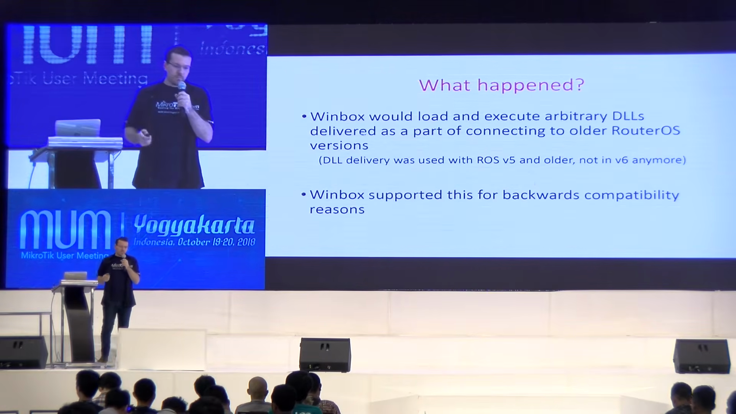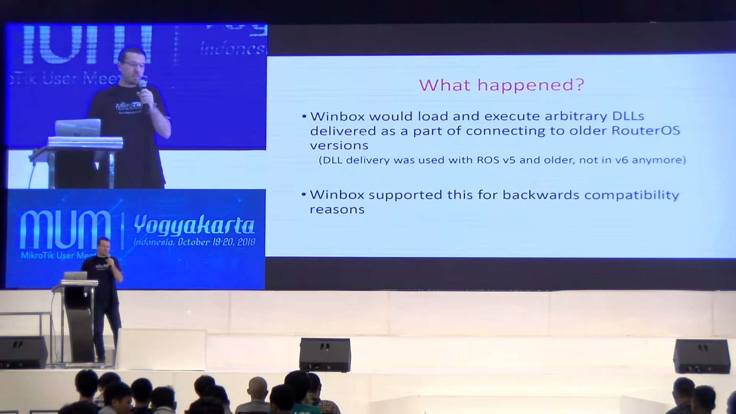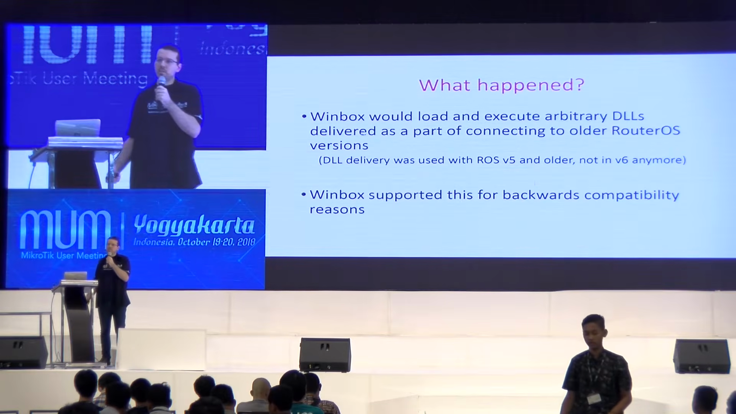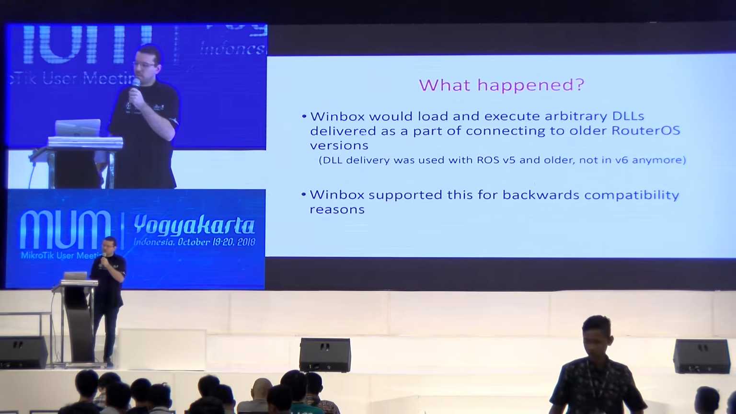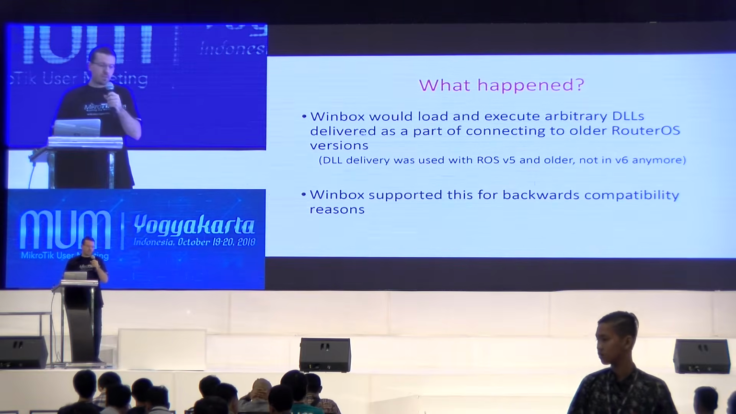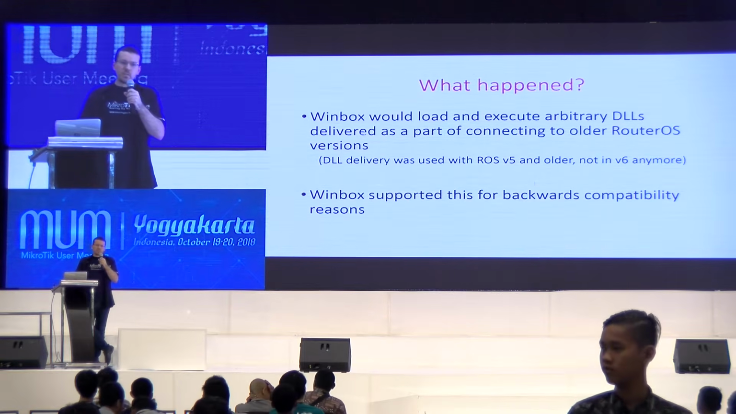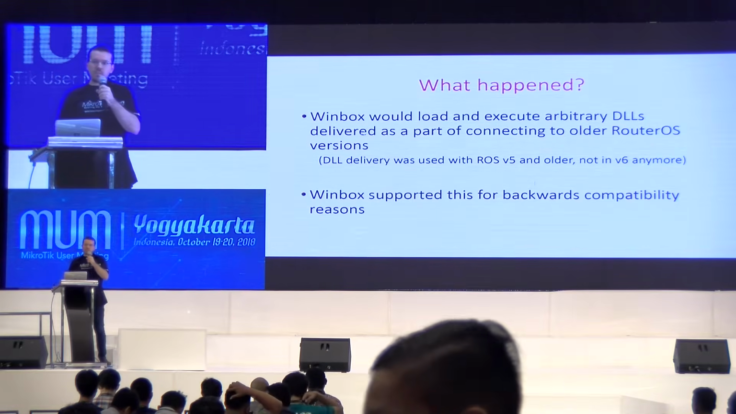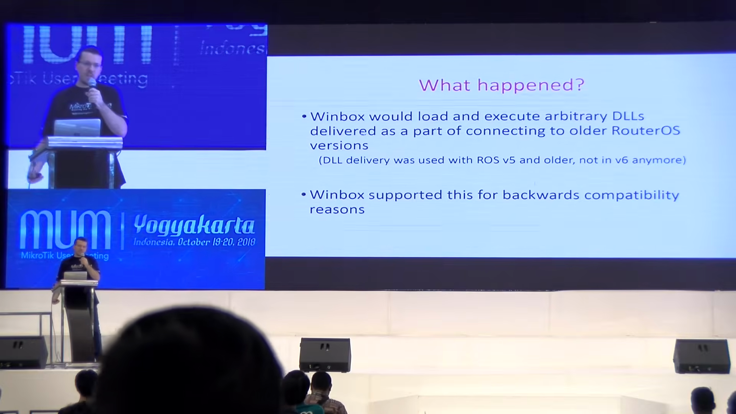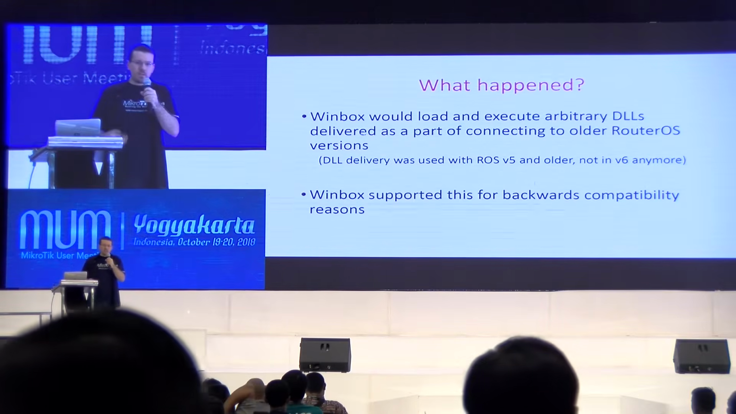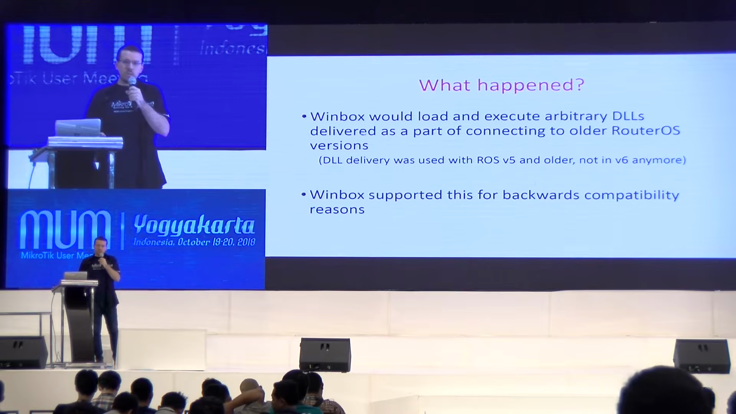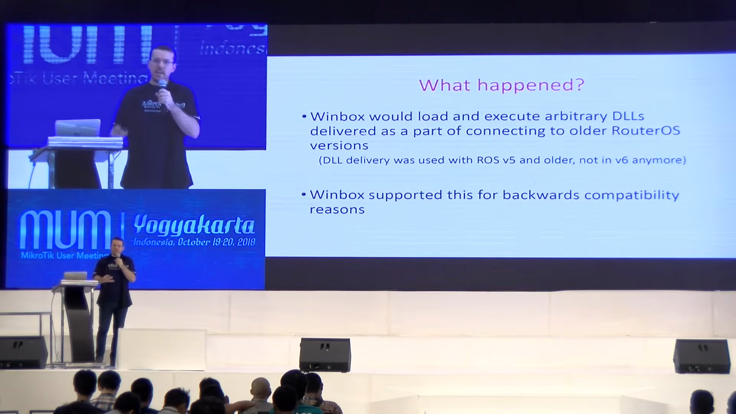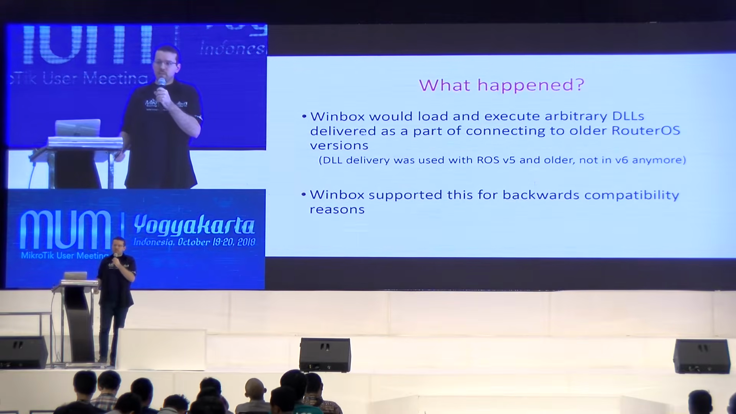So, what actually happened is that Winbox would load and execute arbitrary DLLs delivered as part of connecting to older RouterOS devices. These DLLs were used by RouterOS version 5 and older, and are not used in version 6 anymore. So this particular way to exploit has been known for quite a while, actually years. But before ChimayRed came along, there were no known vulnerabilities which would allow you to infect the underlying Linux system, and therefore this payload delivery was not really practical.